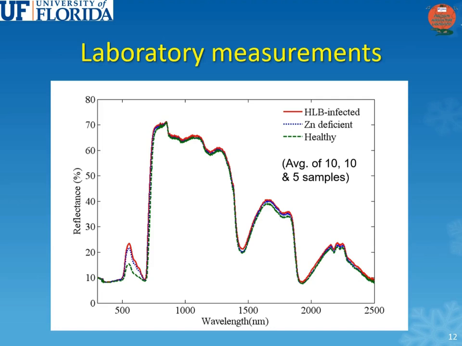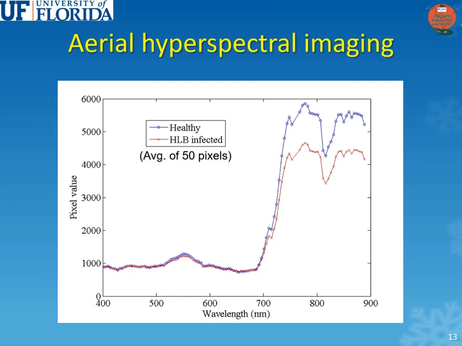This slide shows the comparison of HLB infected, zinc deficient and healthy. Healthy is green, zinc deficient is blue. The x-axis is wavelength from the visible to near infrared range, and we can see a clear difference in the green band around 550 nanometers, and a little bit of difference in the NIR range. This one also shows the comparison between healthy in blue and HLB infected in red, and we can see a clear difference in the NIR range.